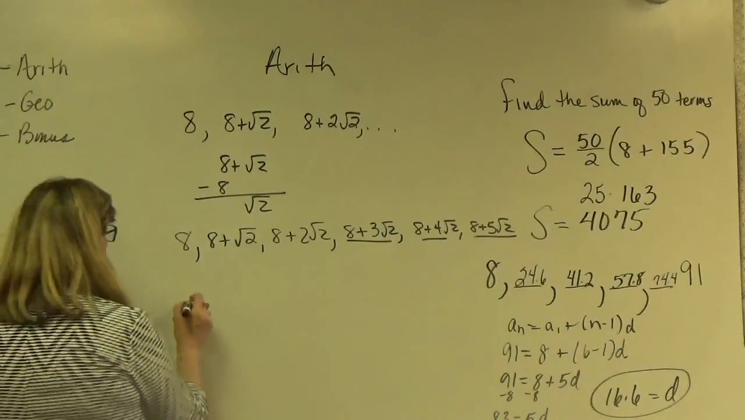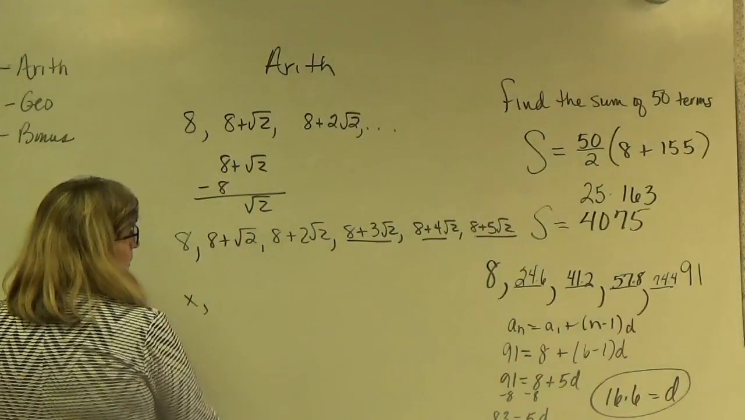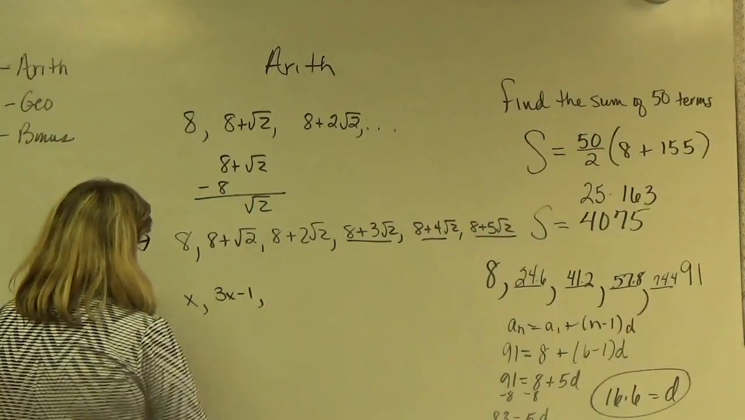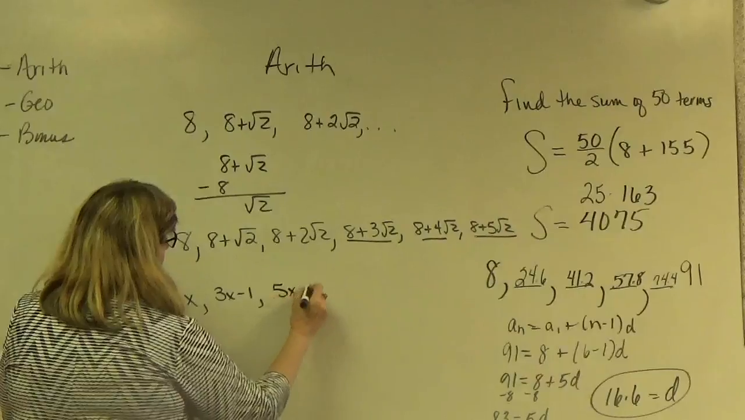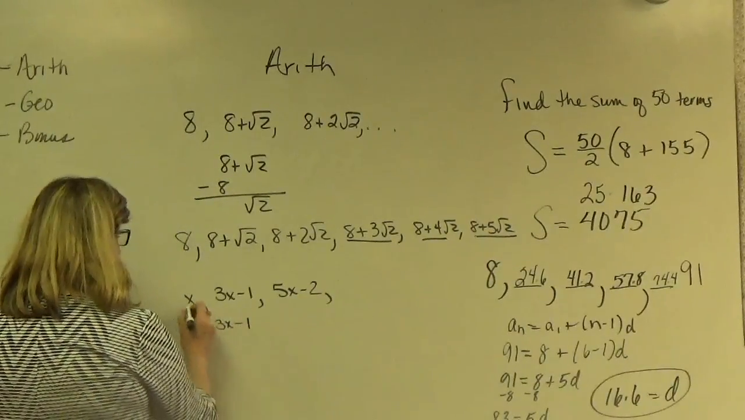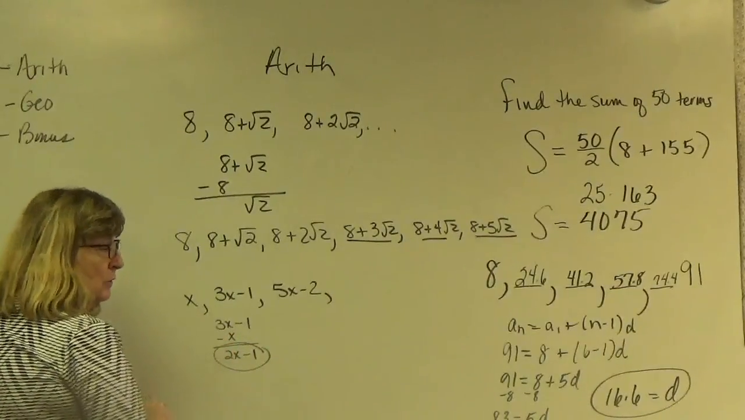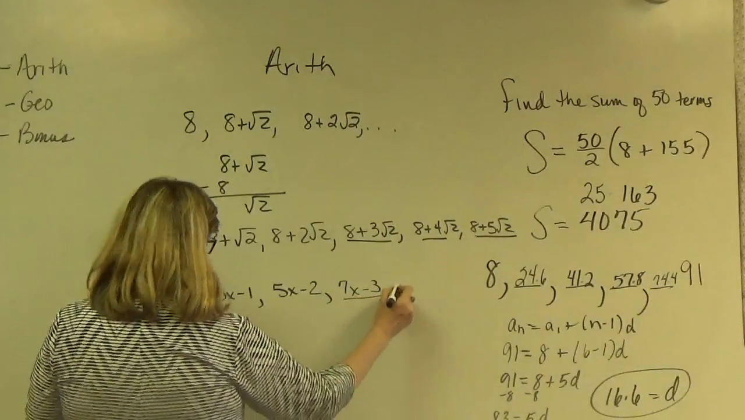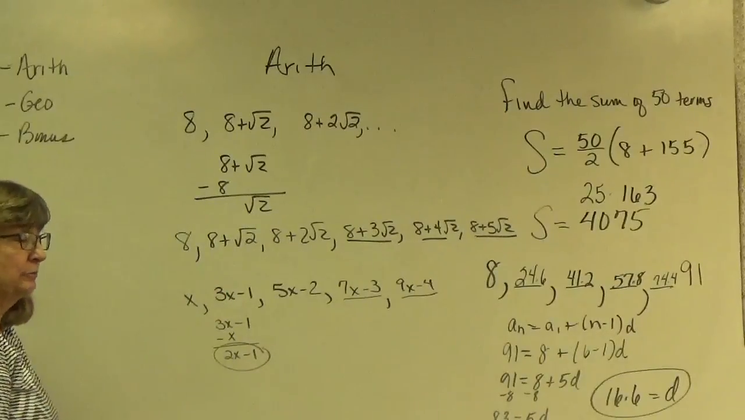Or what if I had x, and then I had 3x minus 1, and I had 5x minus 2. So you take the second term, subtract the first one, so that's the difference, so you add 2x minus 1. So the next one would be 7x minus 3, next would be 9x minus 4. Is that what you're kind of thinking about? So now does that help?